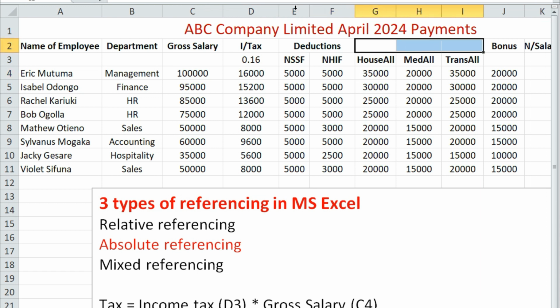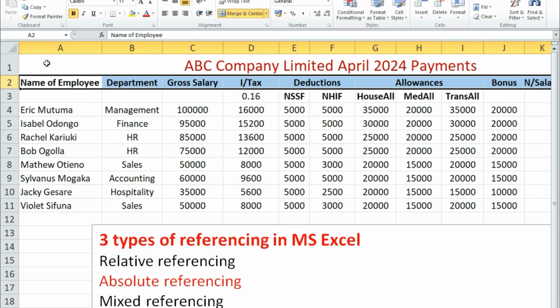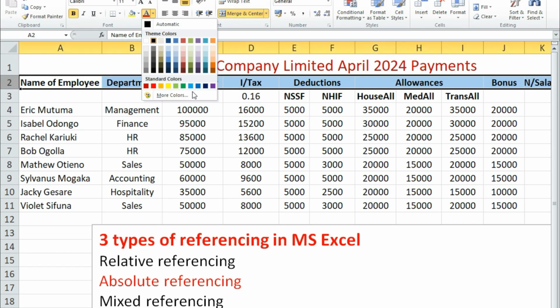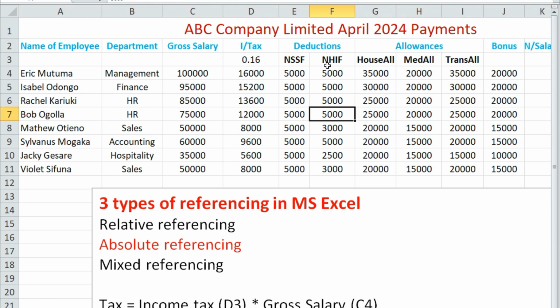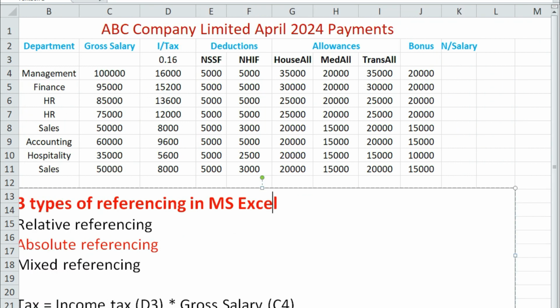And these 3 I highlight, merge and center, and then say allowances, and then the bonus and salary over there. So these two are the deductions, like that. Deductions, allowances. You get what I mean? These three are allowances.